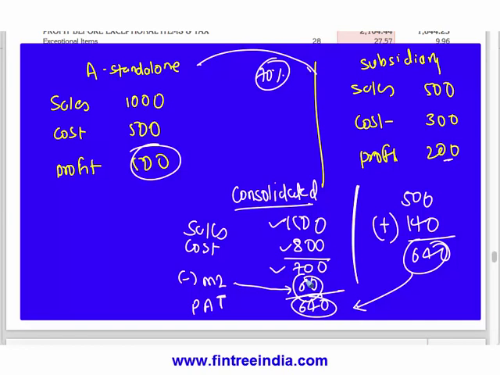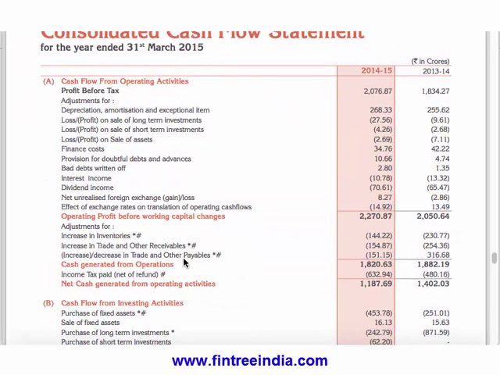And this 60 would be added to the minority interest on the balance sheet. The way we add profit to the reserves, in the same fashion, this profit of minority interest is added to the minority interest on the balance sheet section. Is it fine? Okay. Then the cash flow statement.